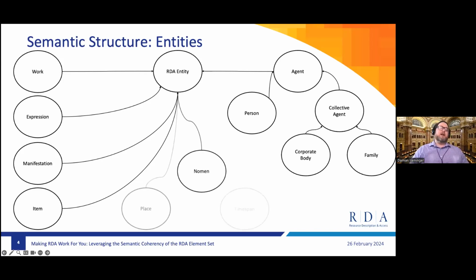And then we have three other entities because we often encounter these in cataloging. And so in the LRM model, they are their own entities. And these are place, obviously found with things like place of publication, the time span when something happens, and then finally nomen, which is the strings that we use to name things.